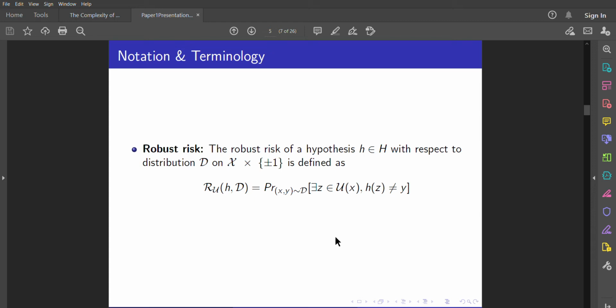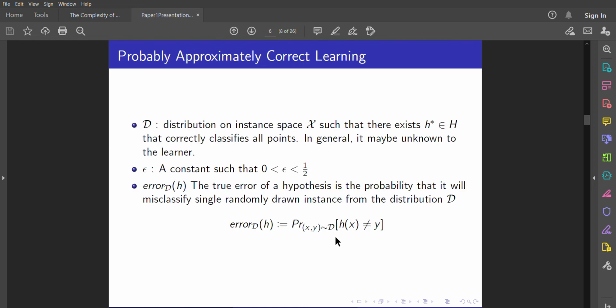Next, we shall briefly go over PAC learning, that is, probably approximately correct learning. Here, D represents the distribution on instance space X such that there exists an h star belonging to the hypothesis space H that correctly classifies all points. In general, this may be unknown to the learner. Next, we have epsilon, a constant such that it lies between 0 and 1/2. And next, we shall define the true error of a hypothesis as the probability that it will misclassify a single randomly drawn instance from distribution D.